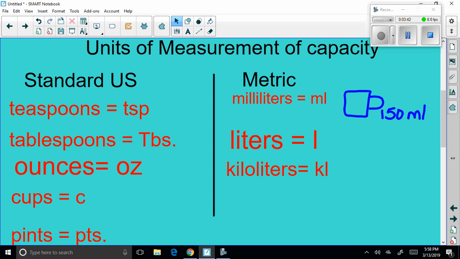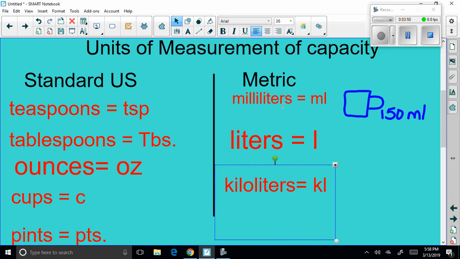And then we have what's called kiloliters. Kiloliters means 1,000 liters. And of course, in between liters and kiloliters, there are a few others, like decaliters, which are 10 liters, and hectoliters, which are 100 liters. But these are the 3 units that we'll mainly work with today. And so let me give you some equivalencies.